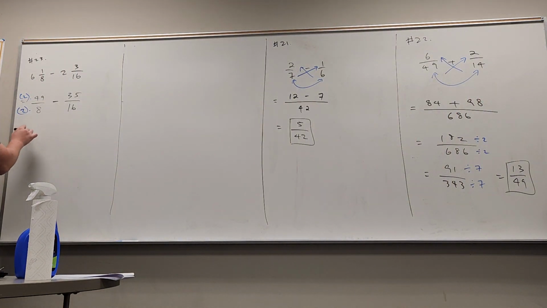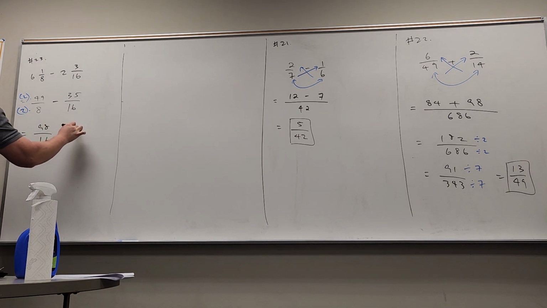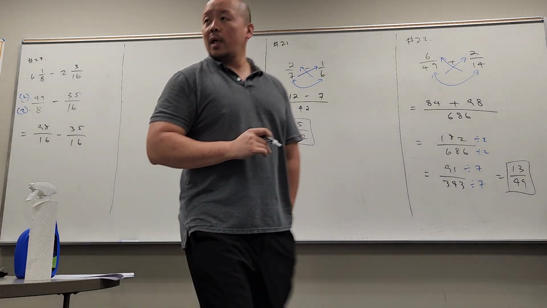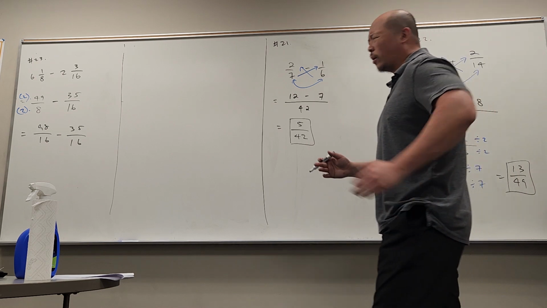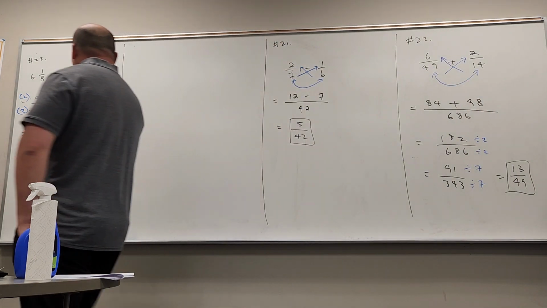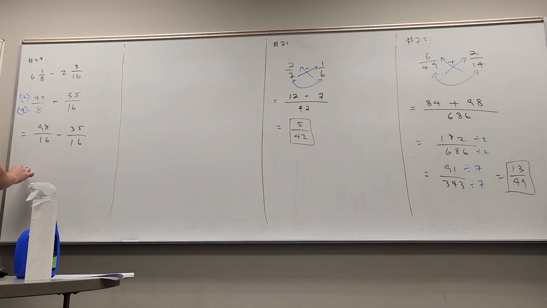So that's 98/16 minus 35/16. If you don't like this, just do the smiley face and you get the same answer. It's just a little bit longer. So 98 minus 35 is 63/16.